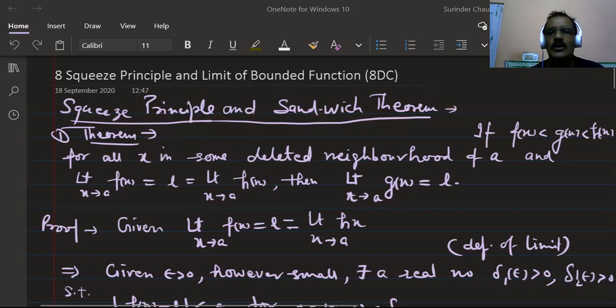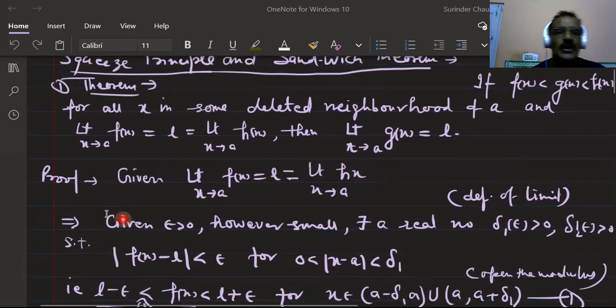The statement of the theorem is: if f(x) is less than g(x) is less than h(x) for all x in some deleted neighborhood of a point A, and the limit as x approaches A of f(x) is L, which is equal to the limit as x approaches A of h(x), then the limit as x approaches A of g(x) is equal to L. Proof: given that the limit as x approaches A of f(x) is L and the limit as x approaches A of h(x) is also equal to L.